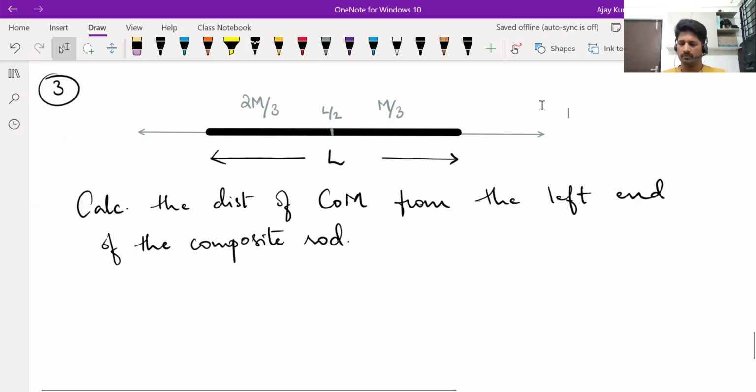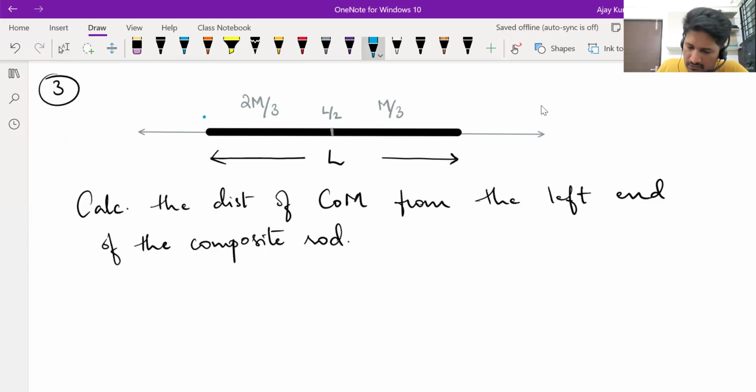So I'll tell you how to begin such questions. You are asked to find out distance from the left end. So what you can do is assume the left end is x equal to 0. Then the first rod extends from 0 to L by 2, and the second rod extends from L by 2 to L. And you get the position of center of mass. Obviously the left half is heavier, so center of mass will be in favor of the left half. It may be somewhere here. Once you get the position of center of mass, that itself becomes the distance from the left end. So you begin like this. You assume left end as the origin. Try.